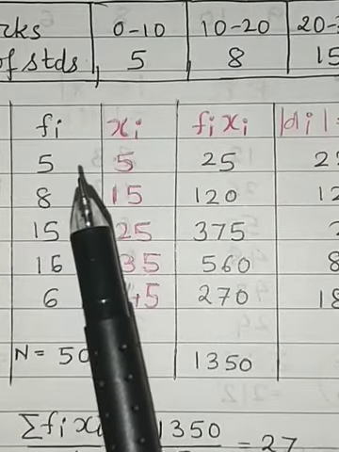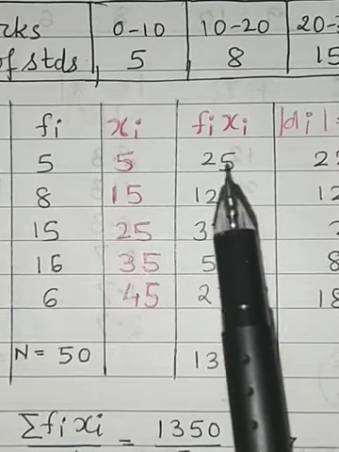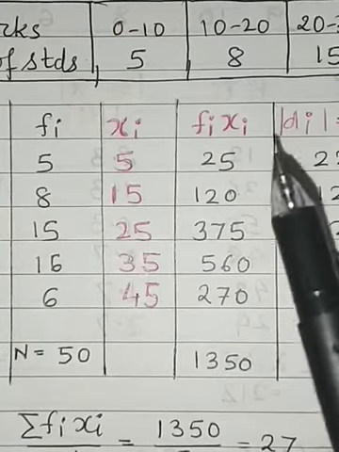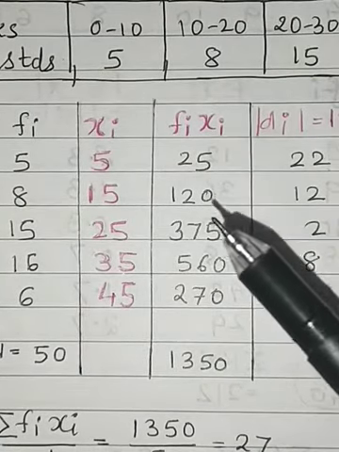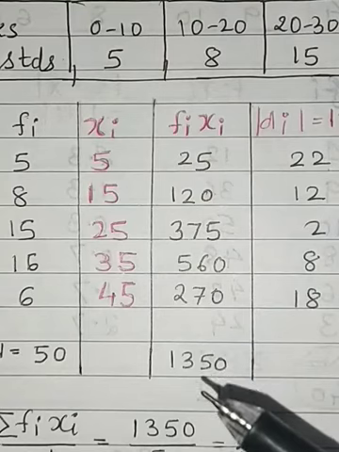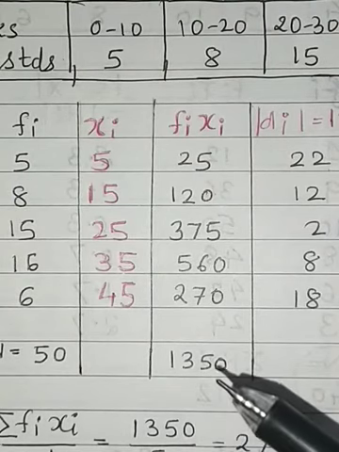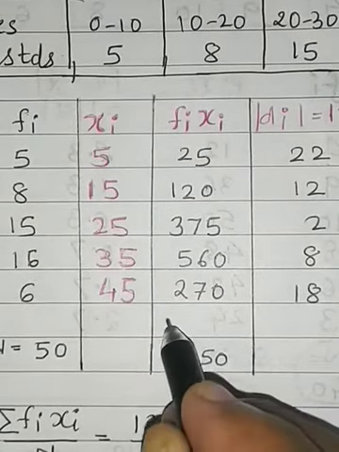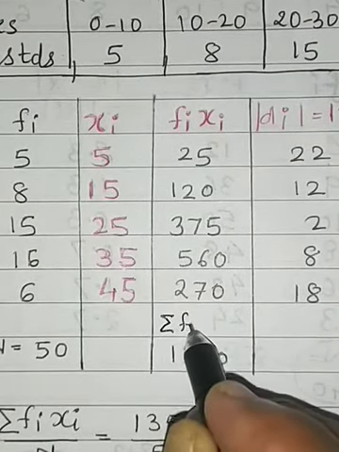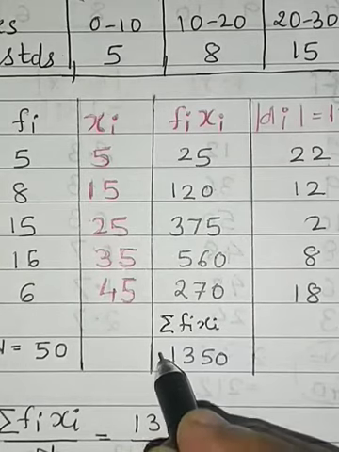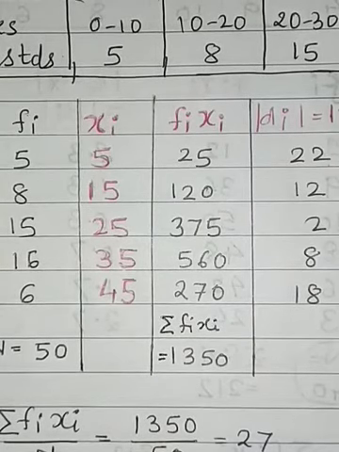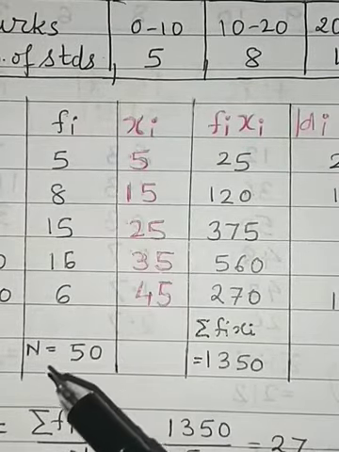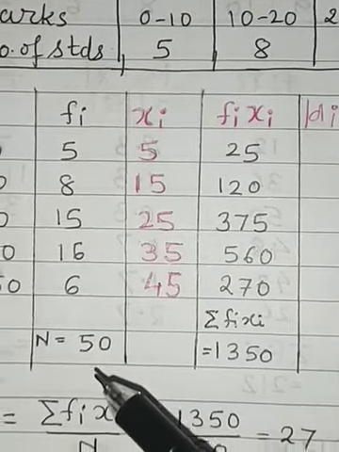So row wise we are going to multiply 5 into 5, 25, 8 into 15, 120 and so on. So multiply all of these, then take the sum of this column, which is 1350, and this is actually summation Fi xi. Now also we are taking the sum of the frequency column, which is equal to n, and that is equal to 50.